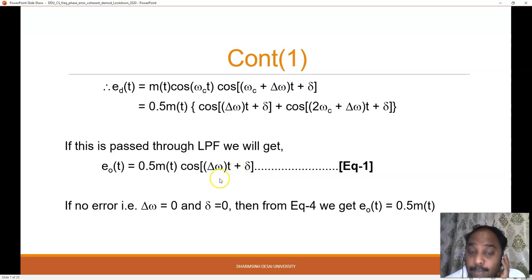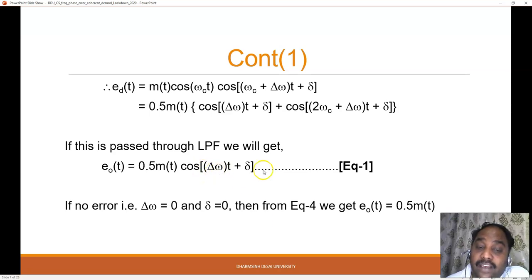Now see here, this is for the practical modulator, wherein I have assumed that frequency error as well as phase error exists. Just to confirm, in the ideal case, delta omega is 0 and delta is 0, that is, phase error 0 and frequency error 0. If I substitute over here, cos 0 is nothing but 1, so I'll get 0.5 m of t. It was expected. So the output will be 0.5 m of t if there is no error.